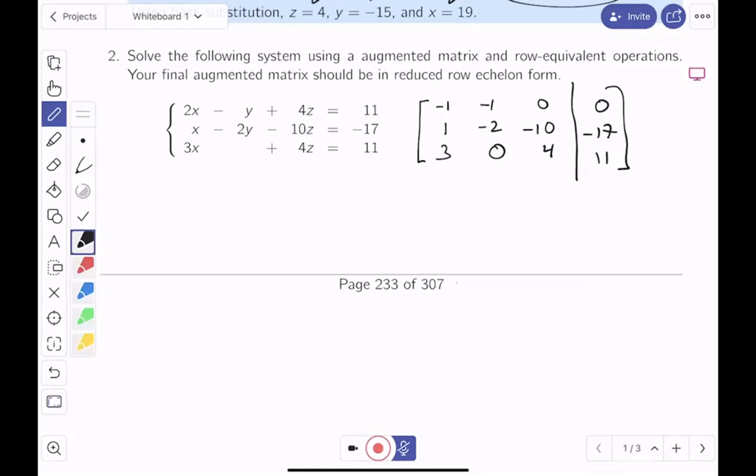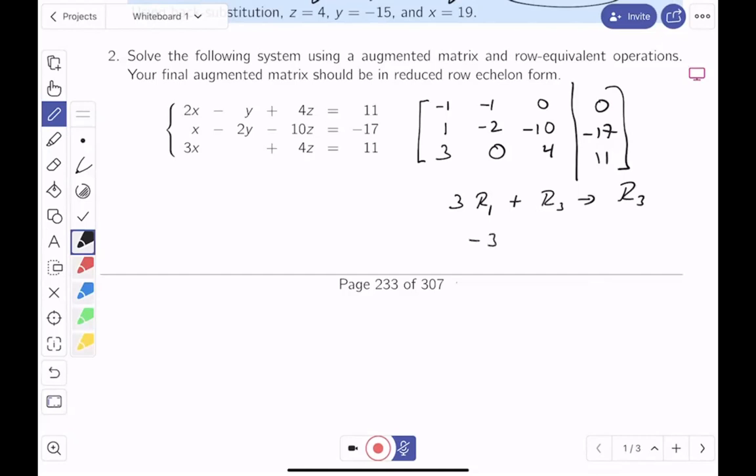I'm going to do, let's see, I'm going to say 3 times row 1 plus row 3, and give it to row 3. I'm always playing around with this. All we're doing. So what do you get?